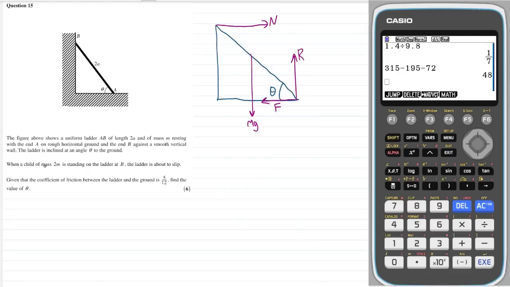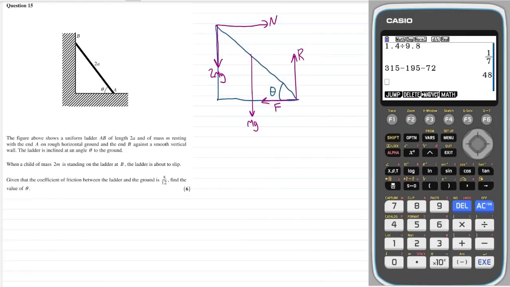And it says a child of mass 2m is standing on the ladder at B, which is the point at the end, and the ladder is about to slip. So that's 2mg. And I think that's it. And it says given the coefficient of friction between the ladder and the ground is that, find the value of theta.